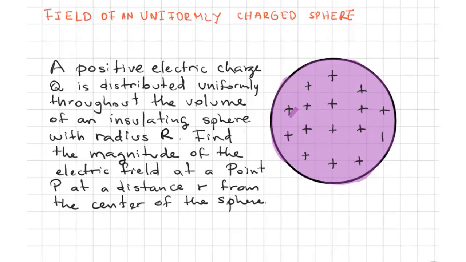In this occasion, we are gonna calculate the electric field of a uniformly charged sphere. So the problem says a positive electric charge Q is distributed uniformly throughout the volume of an insulating sphere with radius R. Find the magnitude of the electric field at the point P, at a distance r from the center of the sphere. Okay, so let's go to the solution of this problem.